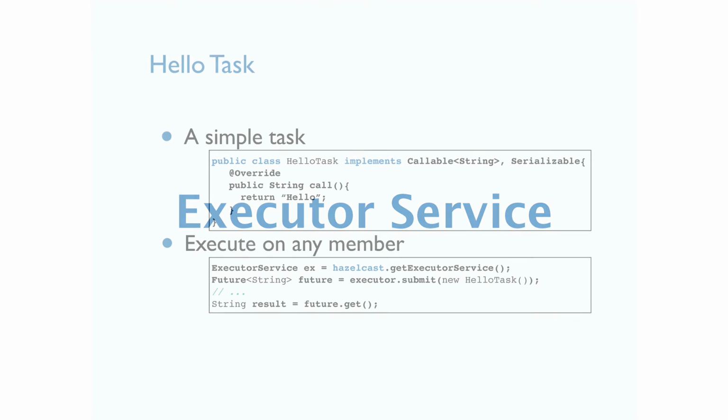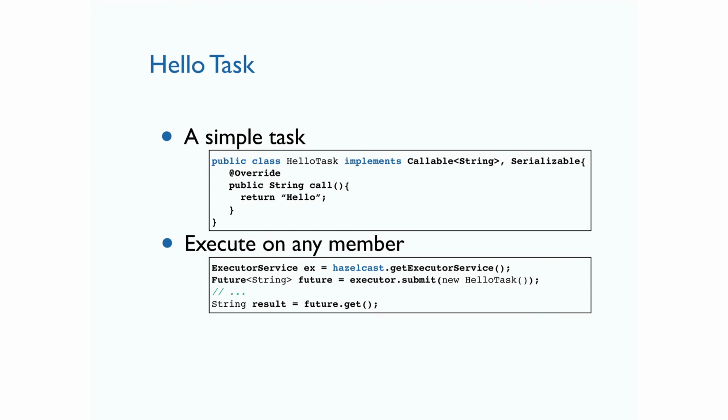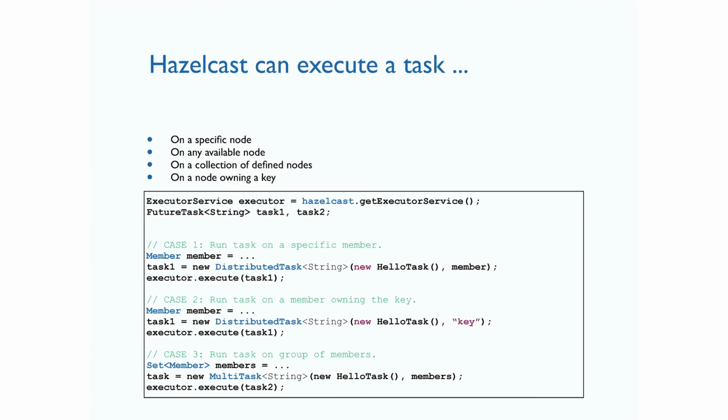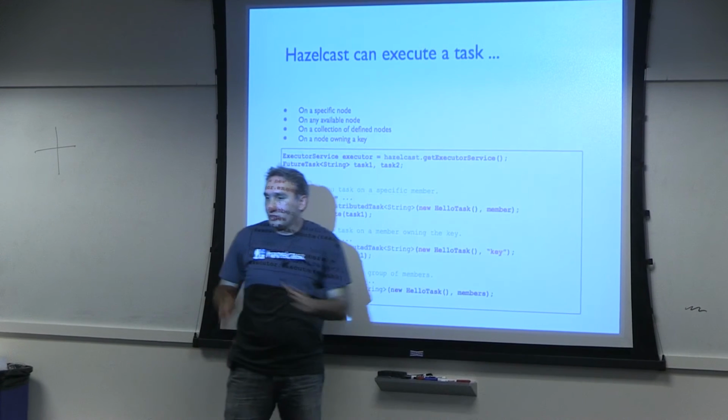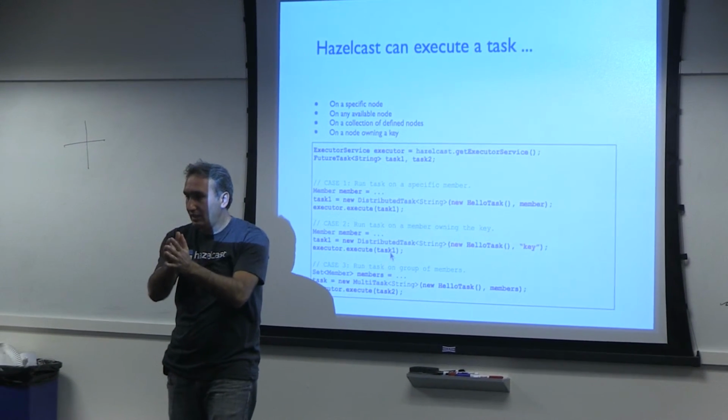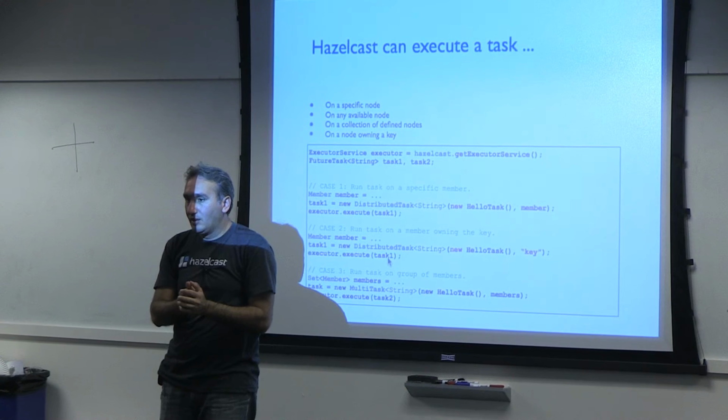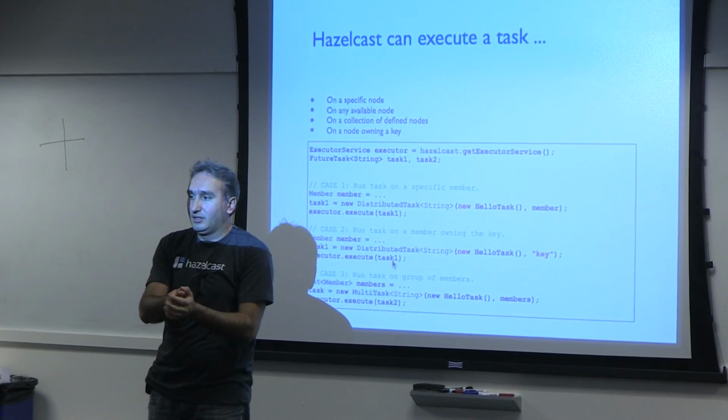Yes. Executor service is Java util concurrent executor service. So basically, your tasks or runnables are going to be running somewhere in the cluster, not locally anymore. So you say, here's my task. I want this task to run on this member, or all of these members, or I want this task to run on this key. So you're just saying, Hazelcast, just go to the owner of this key. Run there. Why? Because you have your data there, and you know that.